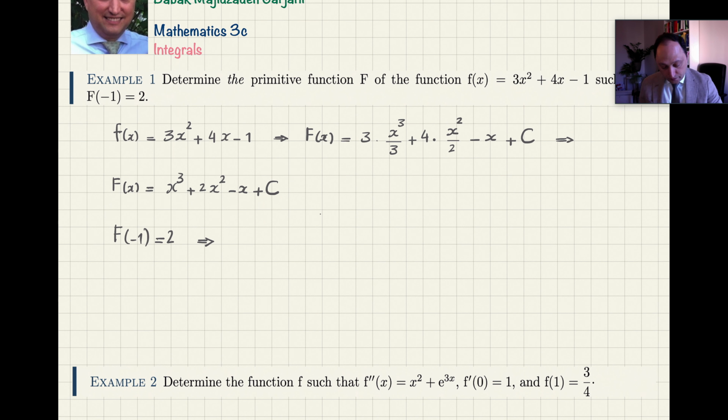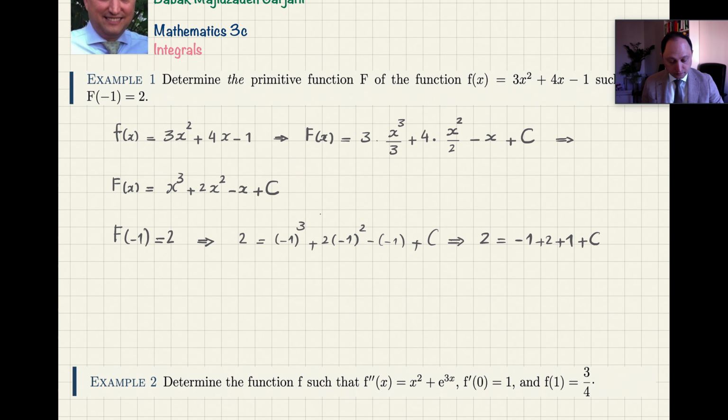Okay, so what I do, I put 2 equals to, I put minus 1 instead of x, and then simplify this. The left hand side is just 2, the right hand side is minus 1 plus 2 plus 1 plus C. That's a very unfortunate example. This happens to be 0, okay? So this 1 and 1 are gone, and this 2 and this 2 are also cancelled. So I get that C is equal to 0. So that was a coincidence.